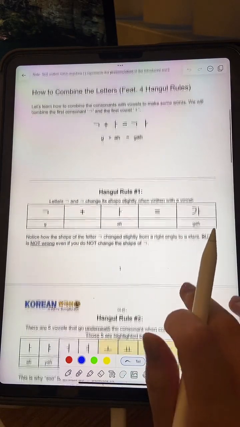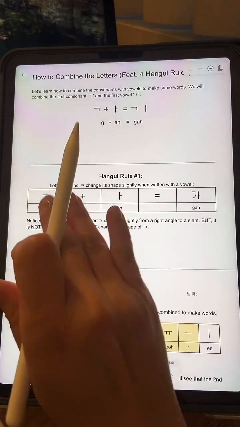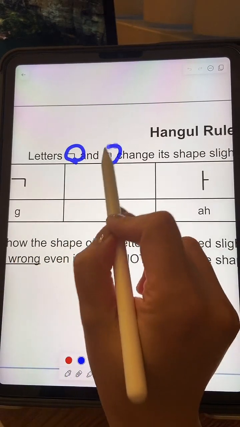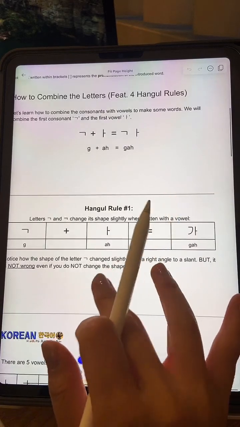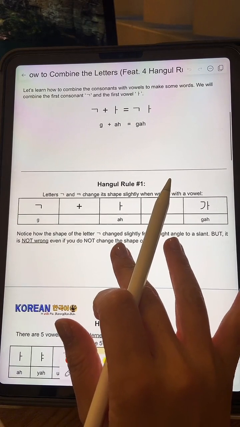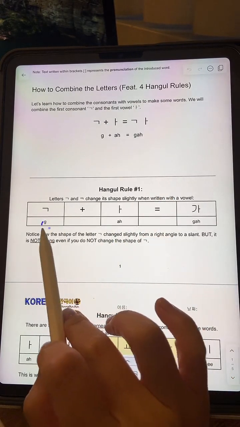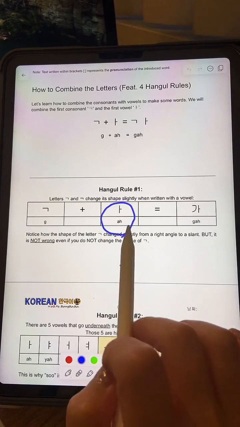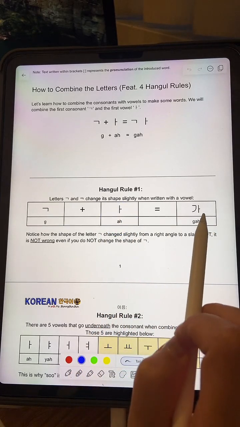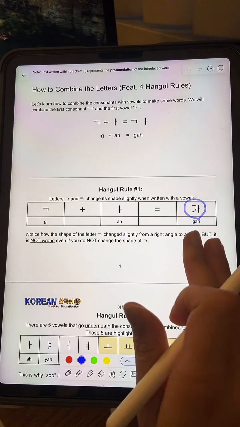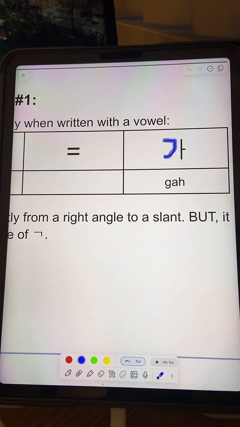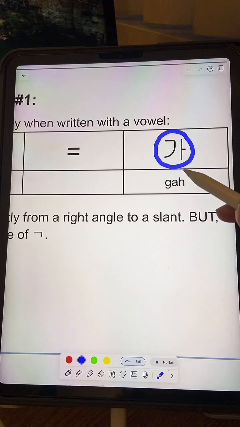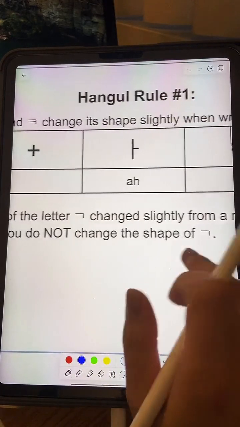So the first Hangul rule, this is a very minor one, but the letters 기역 and kiuk change their shape slightly when written with a vowel. Anyone knew that already? So just like here, as you can see, we have the G, we have A, but when it's typed out, you will probably notice that the kiuk slants a little bit like this. Yes, Shivani and Temi, you knew already. Good. So you probably know that this happens automatically because we're typing it, right?